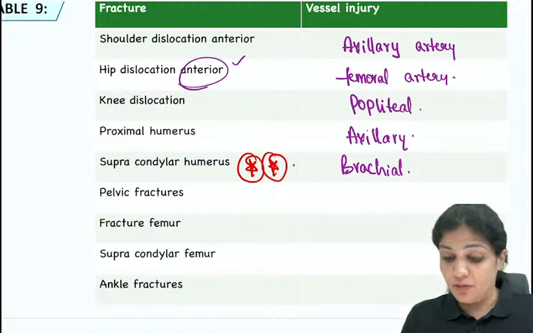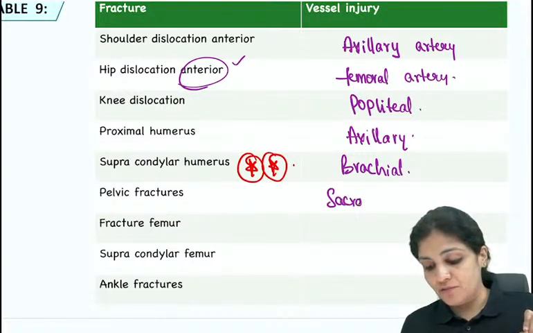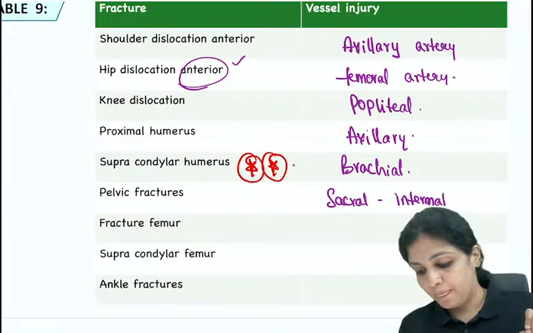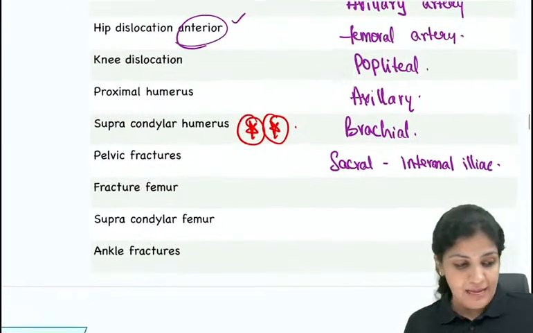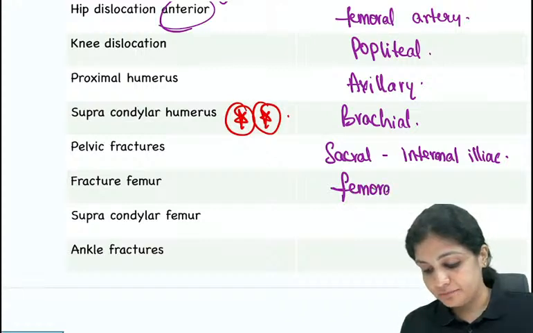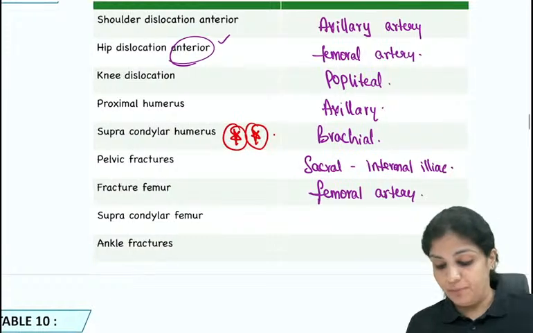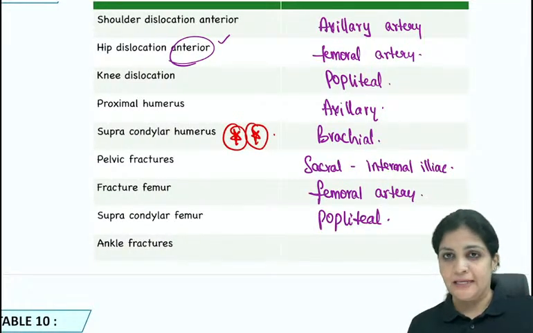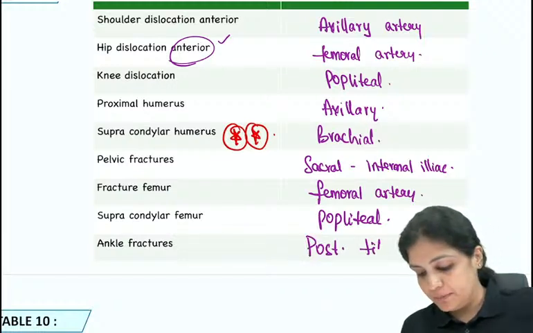Then pelvic fractures, I've already told you when I was teaching you open book fractures. There are two important arteries which you are concerned with, the sacral iliac artery and the internal iliac artery. Next comes the fracture femur. Femur also, it is the femoral artery. Probably they're talking about the proximal femur. Then supracondylar femur. Once you're going down towards the knee, always remember the popliteal artery. Ankle, posterior tibial artery.